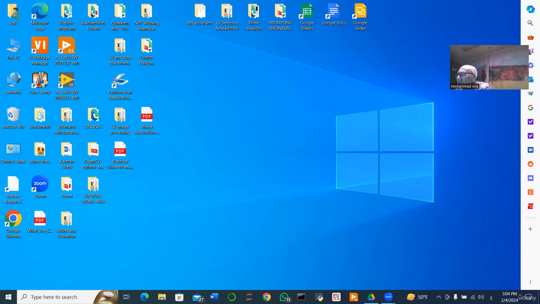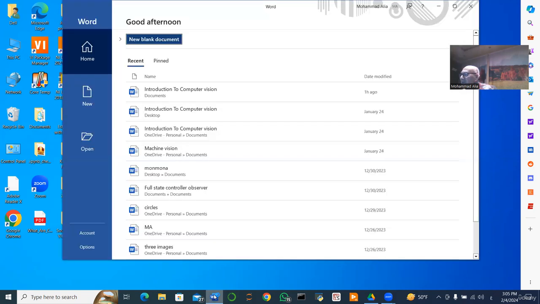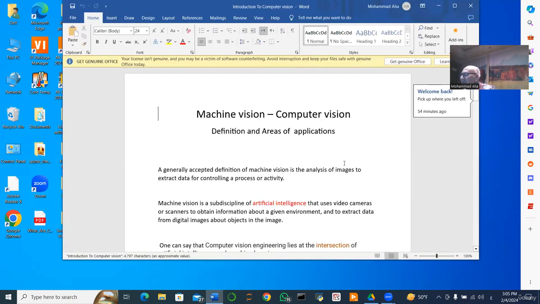What is computer vision or what is machine vision? What are the basic competencies of the computer vision engineer? And the basic areas of applications for computer vision. At the beginning, we shall try to define computer vision and its relationship with similar artificial intelligence subjects.